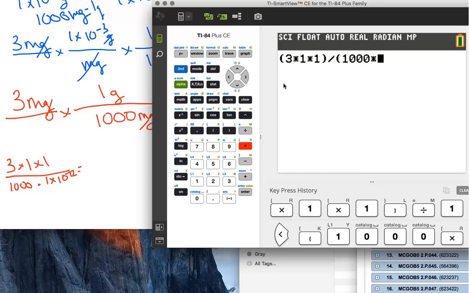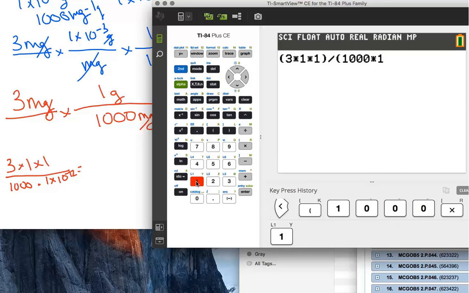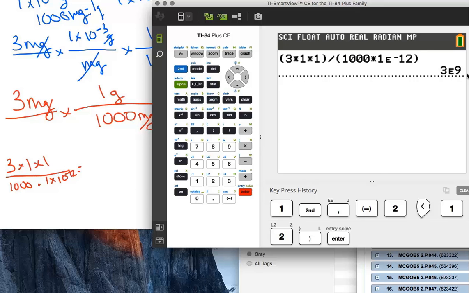times, and then I'm going to go 1 times 10 to the minus 12. Second function, double E, negative 12. We go right parenthesis, and that's what we have here. 3 times 1 times 1 divided by 1,000 times 1 times 10 to the minus 12. We hit enter, and we get 3 to the 9.